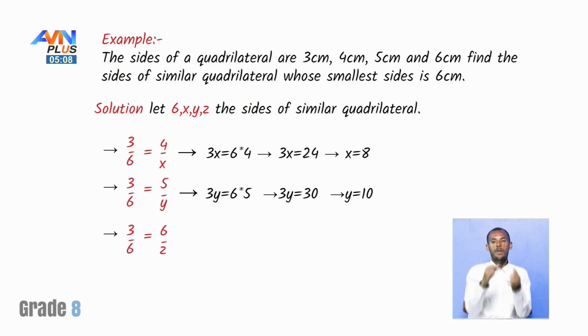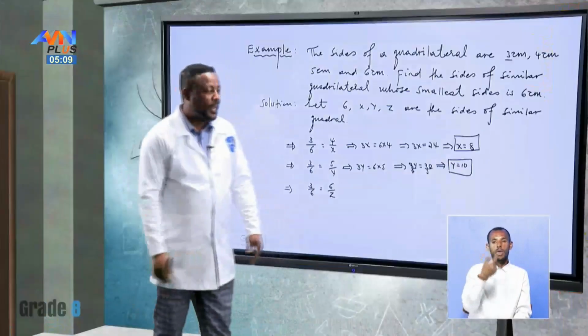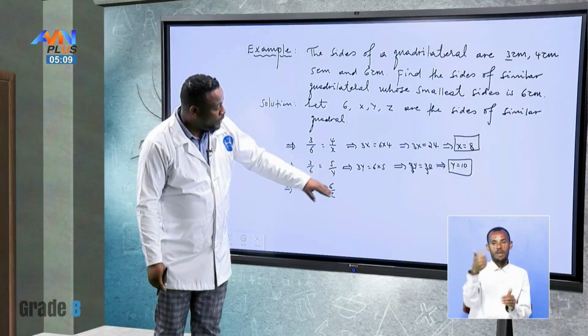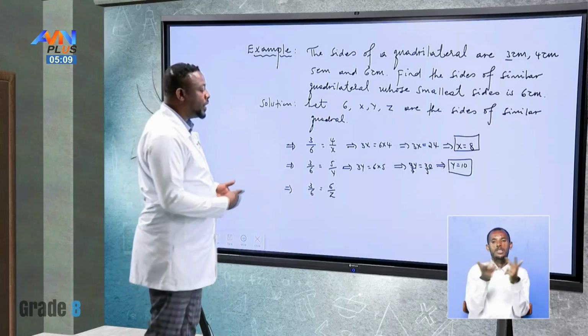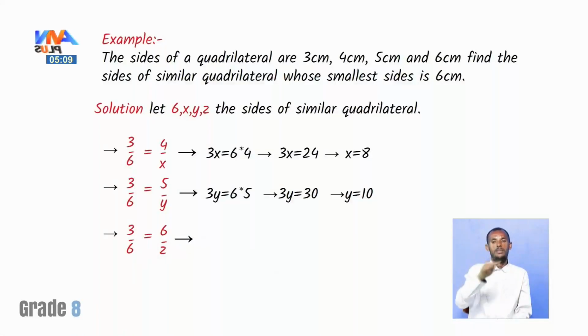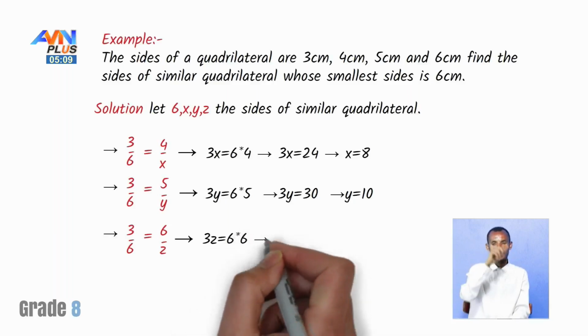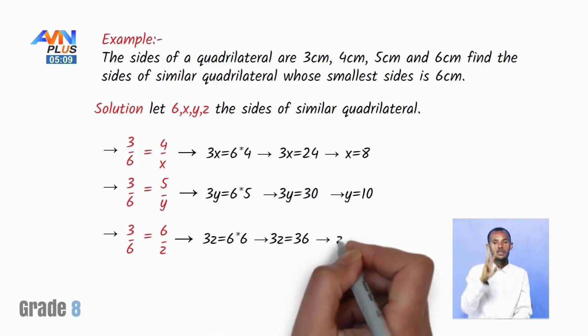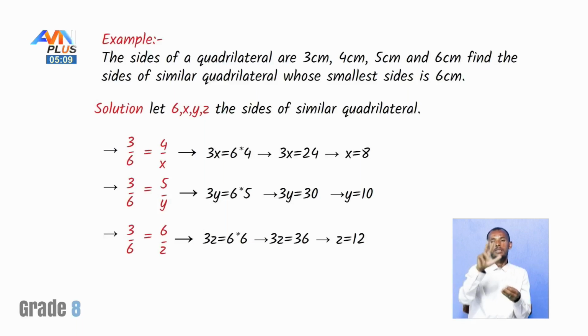Now divide both sides by 3 and obtain the value of y. So whenever you divide both sides by 3, you get the y value, which is 10. Okay, we have the value of y. And lastly, we need to crisscross the third equation and obtain the value of z. So 3 times z is equal to 6 times 6. So this gives us 3z is equal to 36. Now divide both sides by 3, then you will get z is equal to 12.